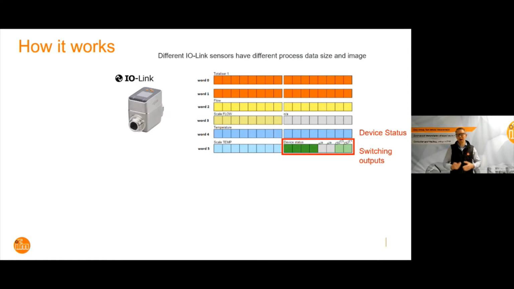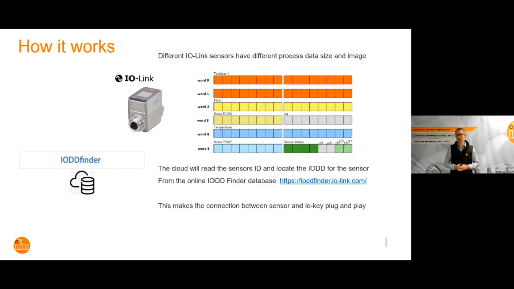So you can imagine different types of IO-Link sensors will have different data structures. So this is an example of a mag flow, but a pressure sensor might be different. A conductivity sensor might offer something different. Just a standard temperature sensor might offer something different. So for this reason, we have to look at the IODD file for the sensor. So once a connection is established, the Ioke will look at the sensor's ID and look for an IODD file for the sensor.